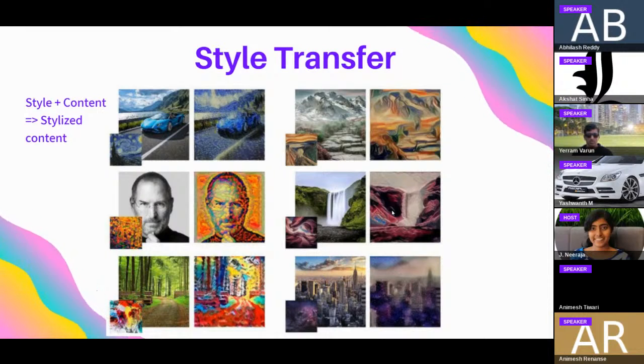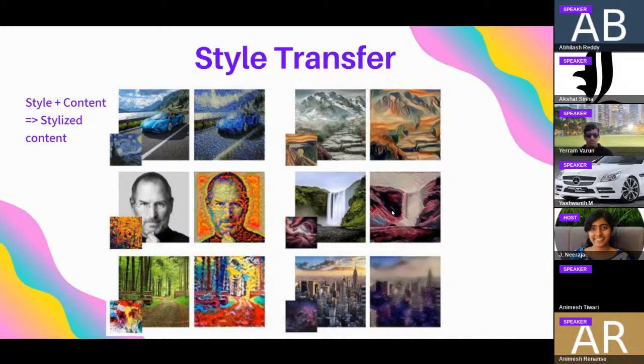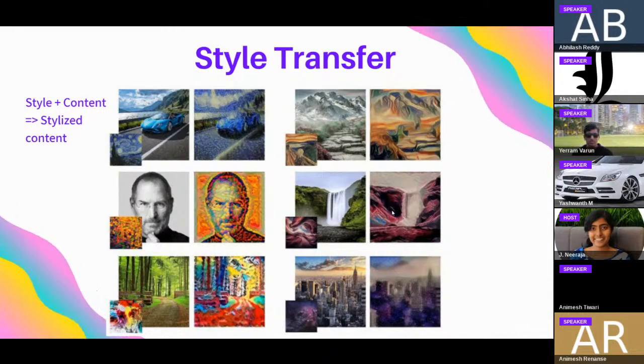You can do it with pretty much anything. You can make yourself sound like Stephen Hawking using this style transfer. You can take a picture of yourself and you can turn it into a Pablo Picasso painting, for example. So the possibilities are endless in style transfer too.